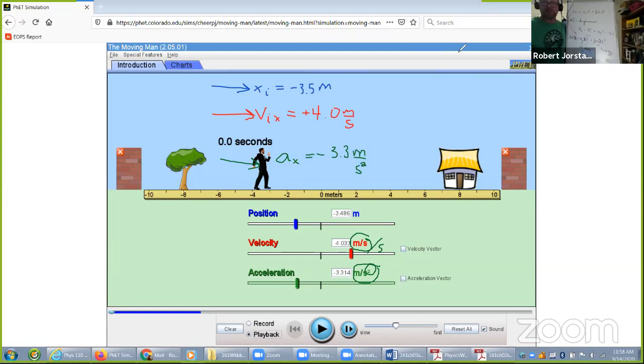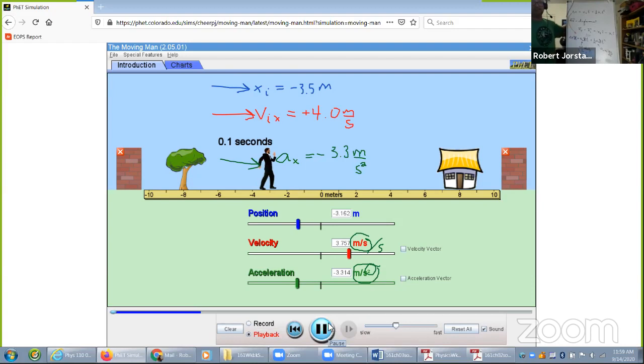So finally, if I play this again, those initial values are not changing, even though the man's position is changing and the velocity is changing. The initial values are not. And so there we go. We could see all this. Let's speed this up a little bit. There we go. Run it a little faster. Okay, great.